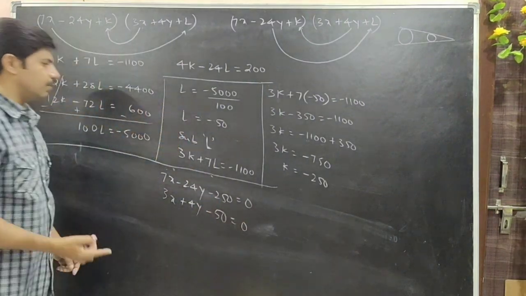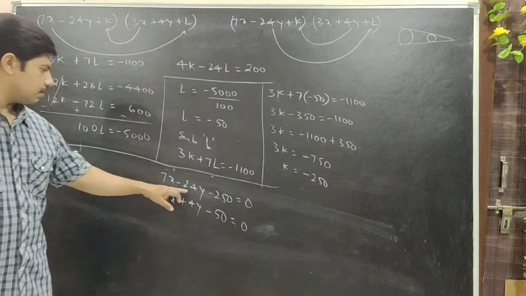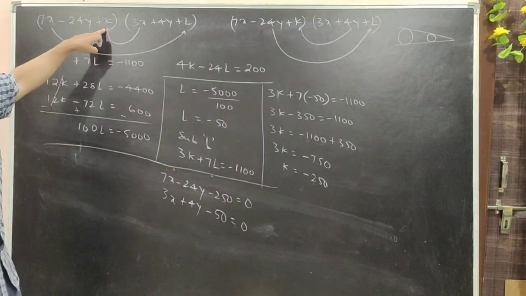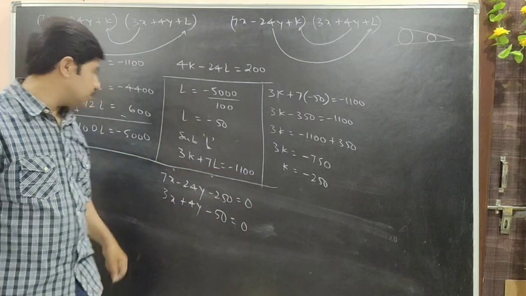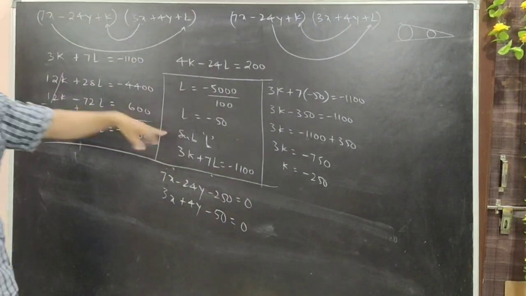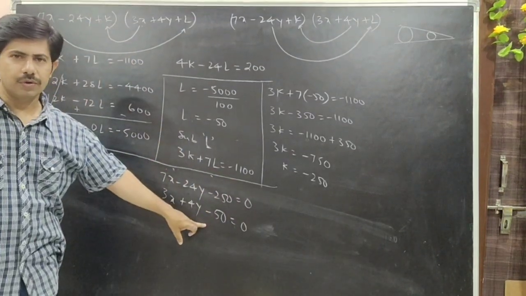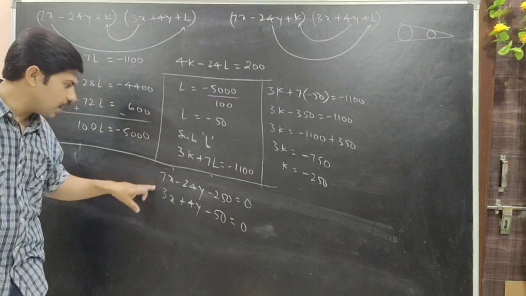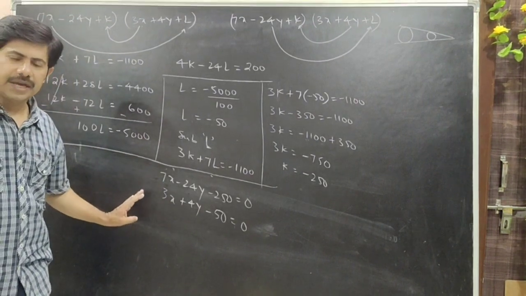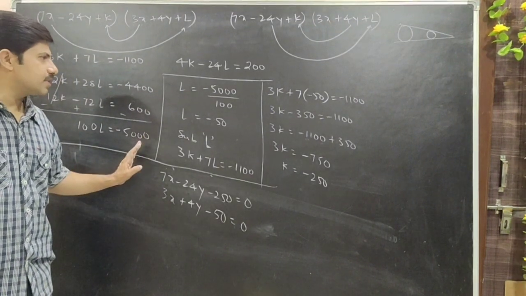is equal to 0. Okay, so 7x minus 24y plus k, what is k? Minus 250 substituted, then 3x plus 4y plus l, what is the l value? Minus 50, is equal to 0. So these two are the required direct common tangents. Okay, this problem is completed.